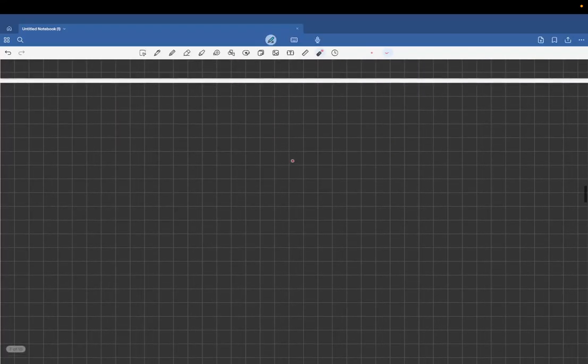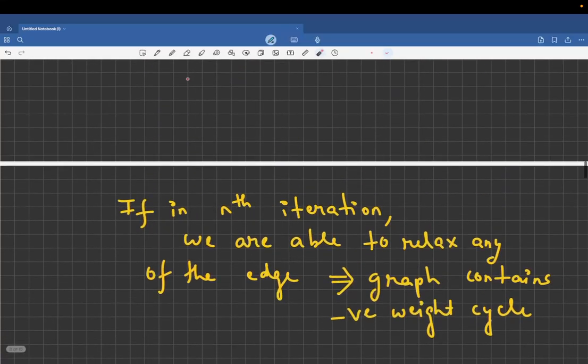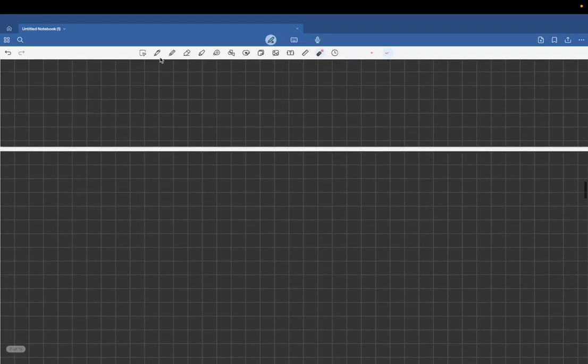Now, how will we use this in this particular question? In this question, we aren't told that we need to find the shortest distance from a particular source where the graph contains negative weights. This is not what the problem is, right? The problem is that you have a graph and you need to detect whether it contains a negative weight cycle or not. You only need to detect. Okay, cool. So how can we do this?